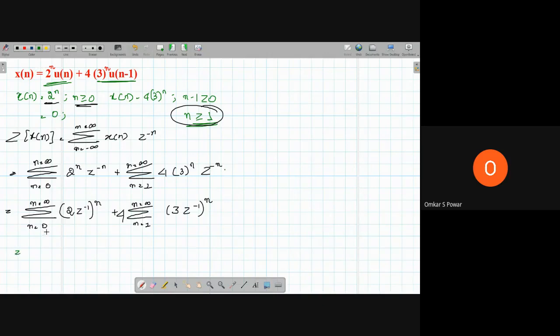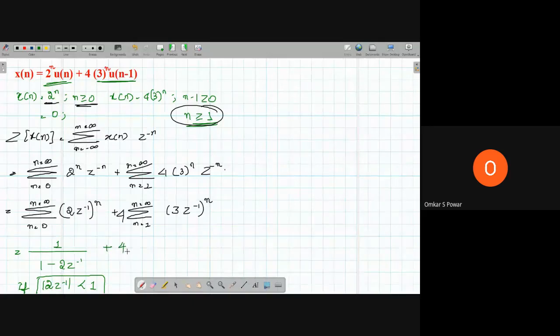So this looks like summation n varies from 0 to infinity a power of n, which is nothing but 1 by 1 minus a, and down you will write the condition: if mod a, which is 2 into z to the power of minus 1, is less than 1. So this helps us to plot the ROC easily. Okay, write the condition also below. So when plotting ROC, it will be easy for you.